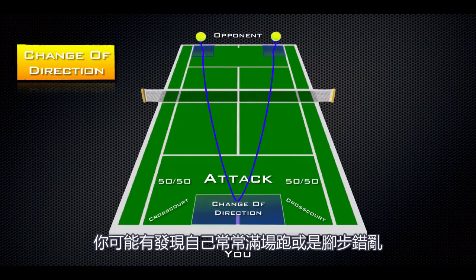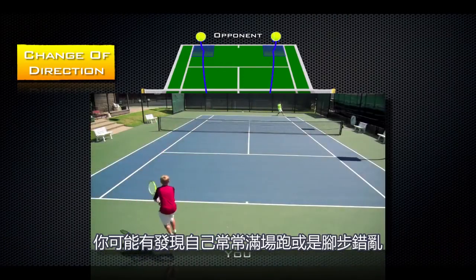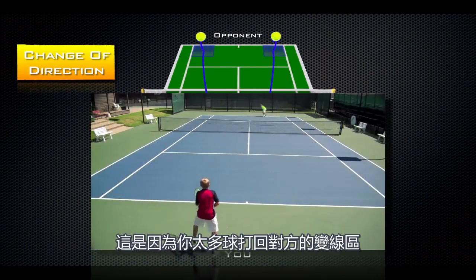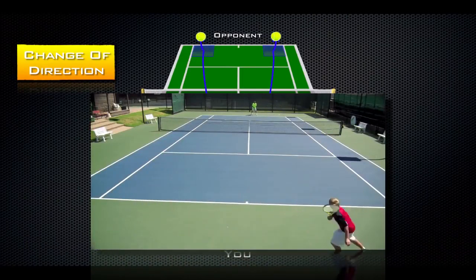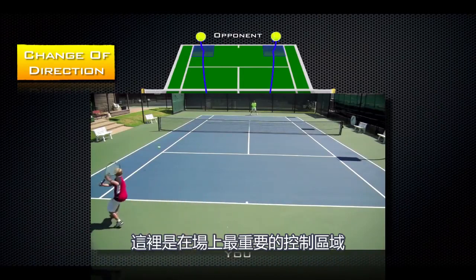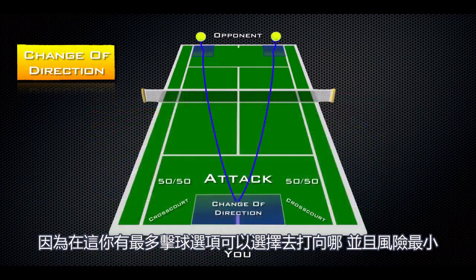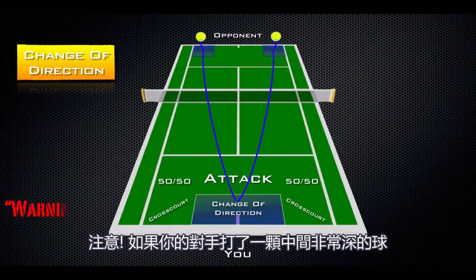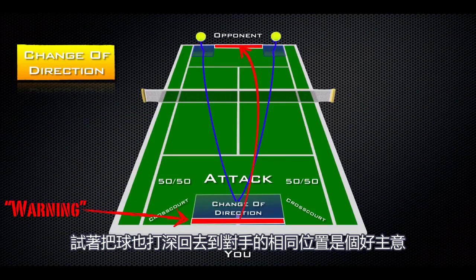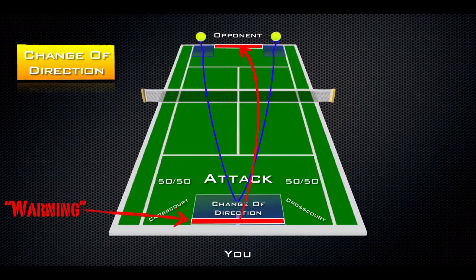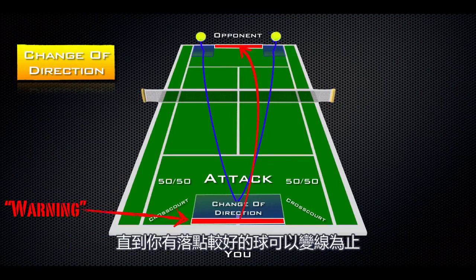You've probably found yourself running side to side or being wrong-footed because many of your balls are landing in the center of the court. This is the most important part of the court to control because you'll have the most options for the type of stroke that you want to hit and where you want to hit it with the least amount of risk. Warning: if your opponent hits an extremely deep ball in the center of the court, it's a good idea to try to reply with your own deep ball in the center of the court until you receive a better ball to change directions on.